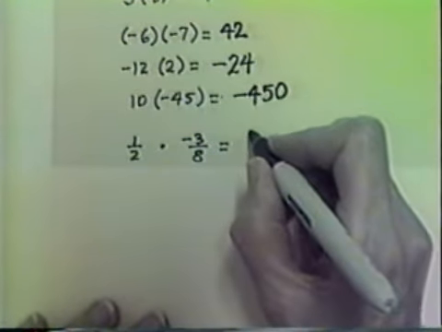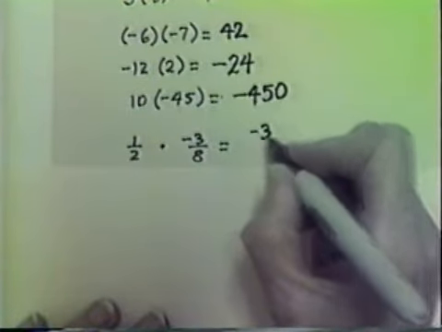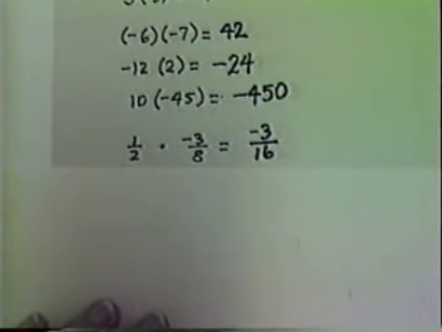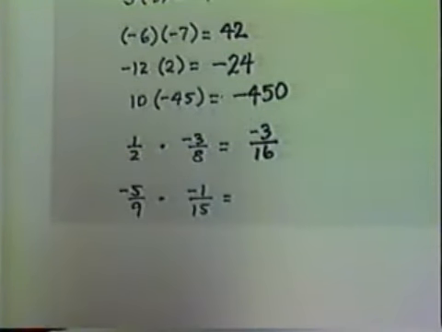And so we simply multiply. Multiplying fractions, we multiply the numerators and the denominators. And we get negative 3/16. Positive times negative gives you a negative result.